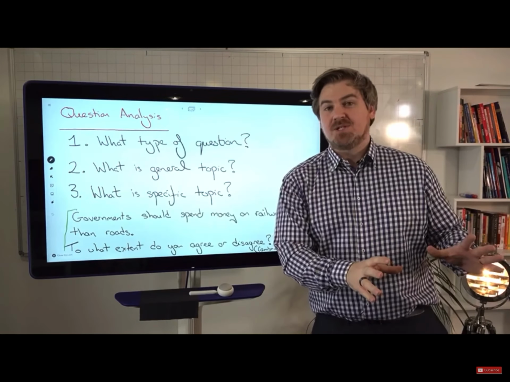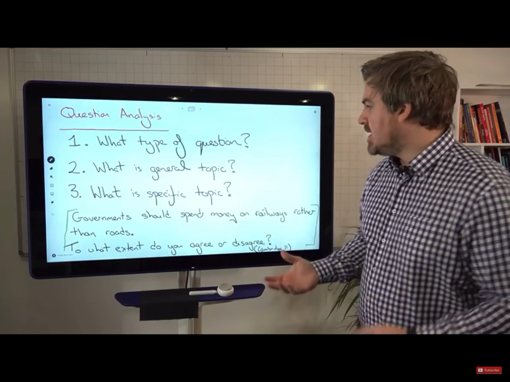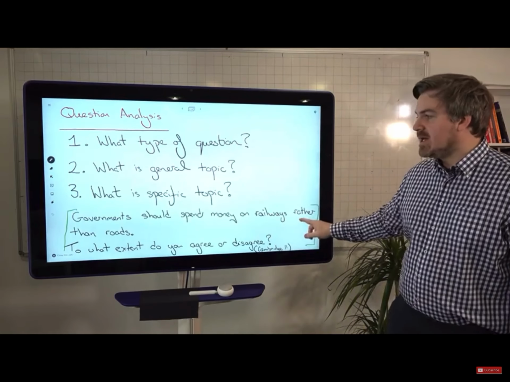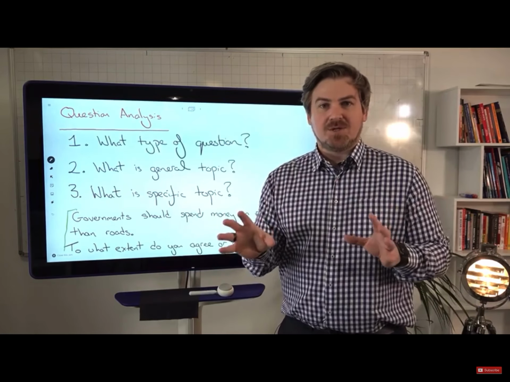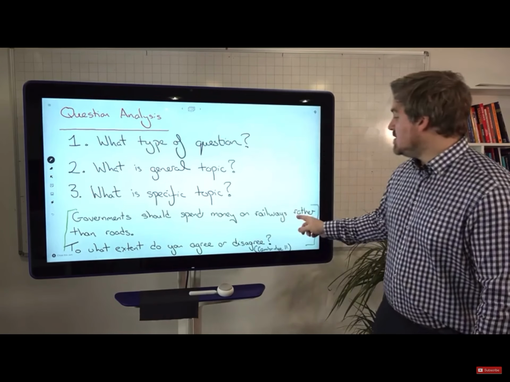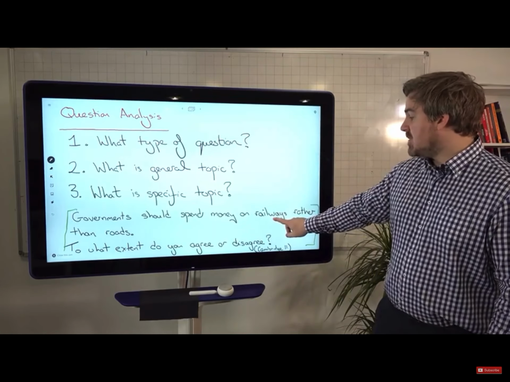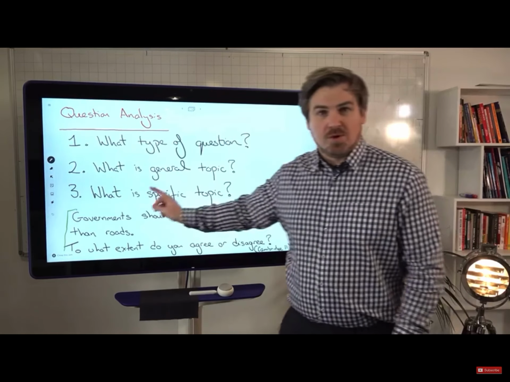Then you need to ask yourself the third question, what is the specific topic? All right, so governments should spend money on railways rather than roads. So within the context of the general topic of government spending, you need to talk about whether the government should spend money on railways or roads.